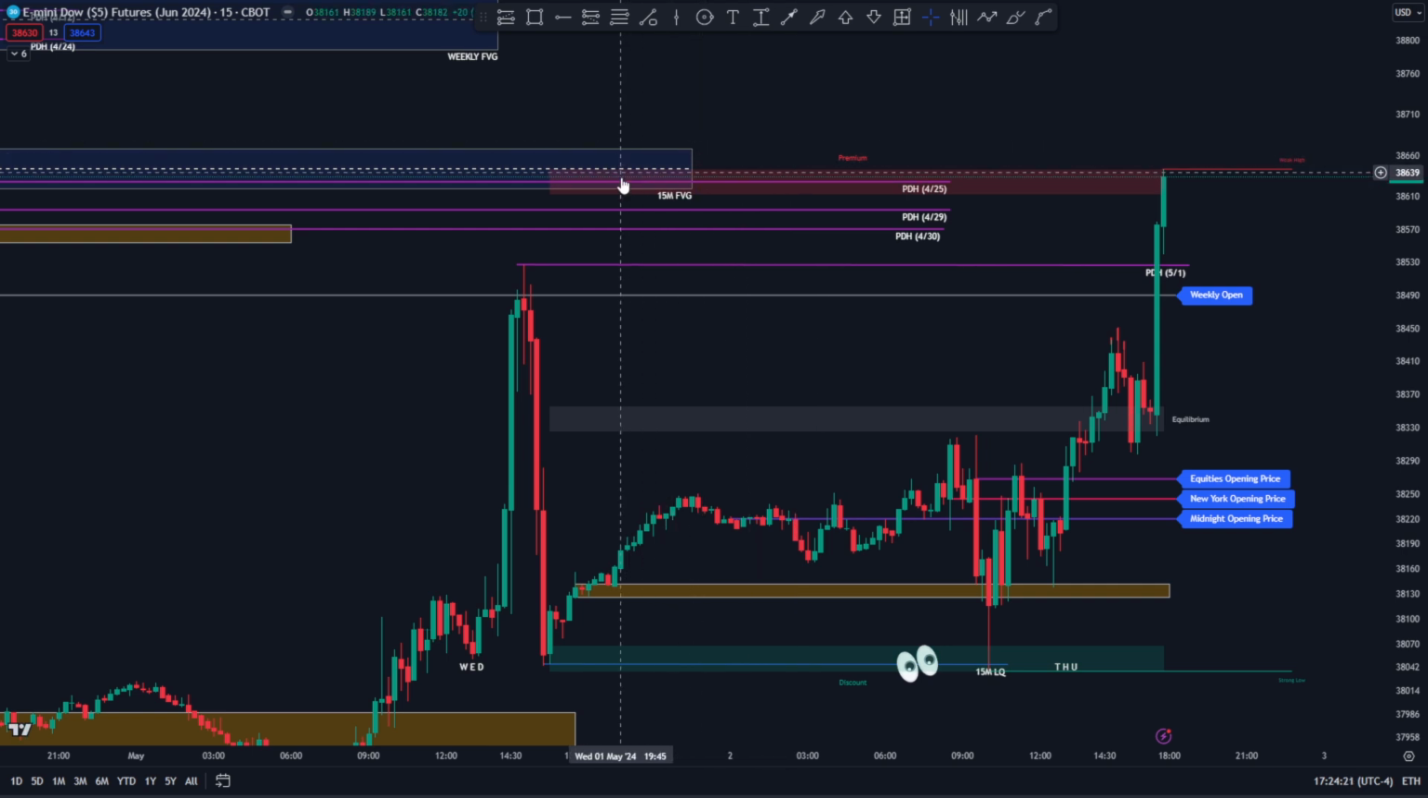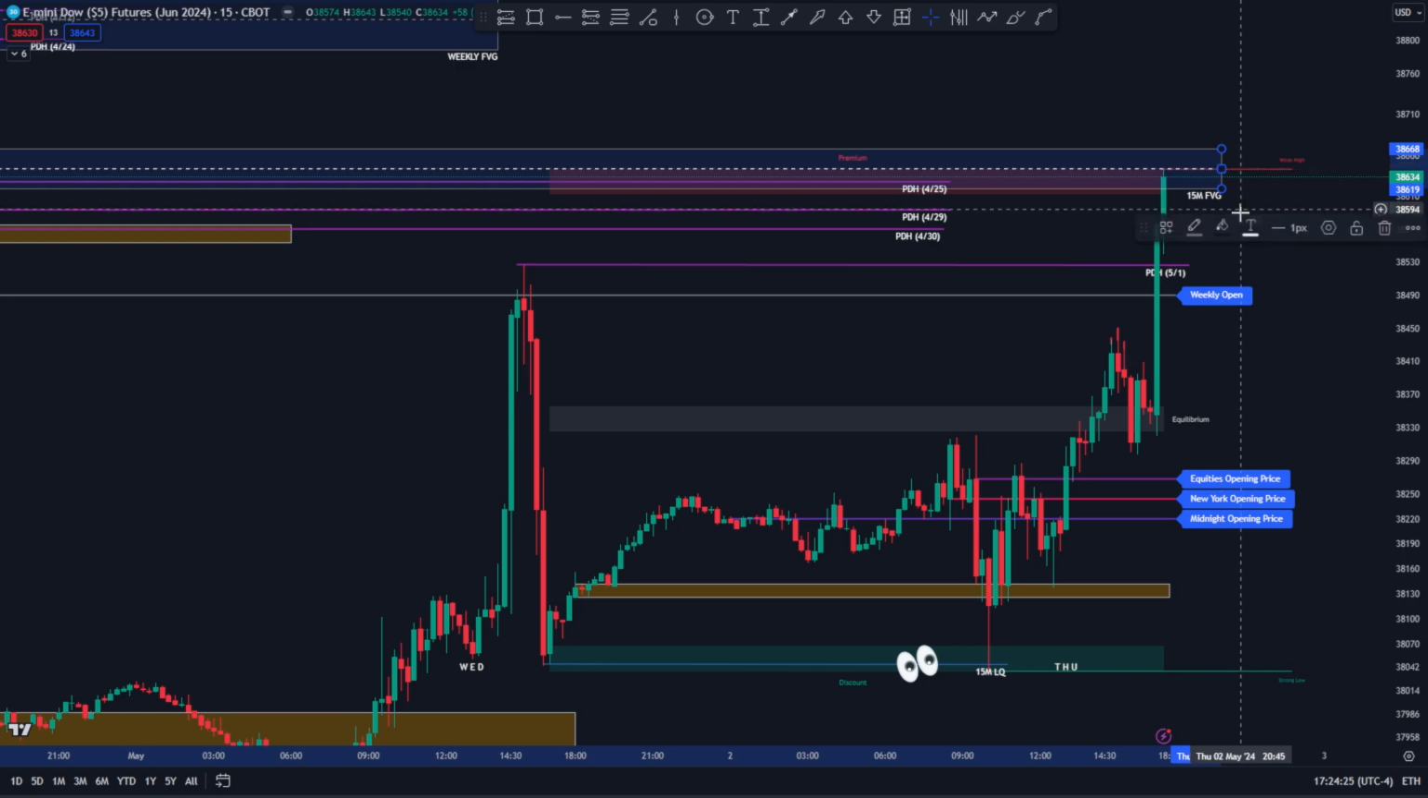Here we've got a remaining area, 15-minute fair value gap, and ironically, it wicks off that CE, that 50% area, perfectly right there. I mean, just crazy how that happens, huh? Kind of ironic, kind of just random.